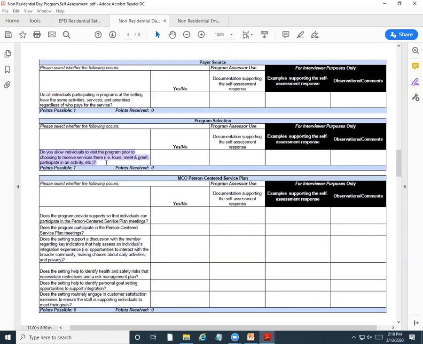So for program selection for the day program tool and the employment tool, do you allow individuals to visit the program prior to choosing to receive services there? Similar to the residential, can people take a tour? Can they do a meet and greet, participate in an activity? Just something to get a feel for the setting and decide if it would be a good fit for them or not.